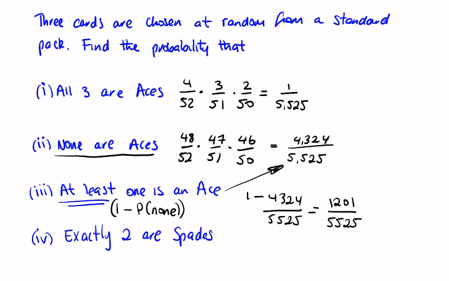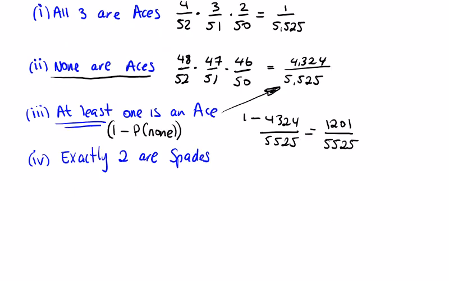Exactly two are spades. Okay, well, there's a couple of options here. Let me give myself a bit of room. So exactly two are spades. Now, how can that happen? We've three possibilities. Let's say X for not a spade. We can get a spade, a spade, not a spade. We can get a spade, not a spade, and a spade. And we can also get not a spade, a spade, and a spade.